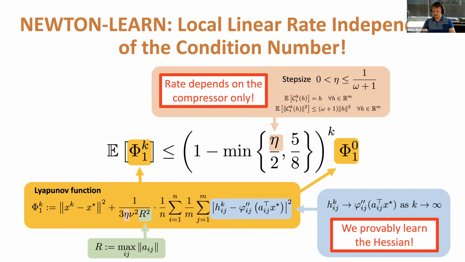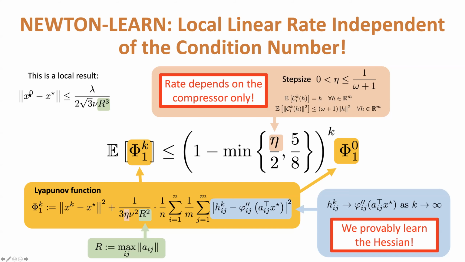All right, so I'm happy to return to it if anybody wants to ask, but again, I will repeat that the rate of decrease is independent of the problem completely. It only depends on the properties of the compressor. This is a local rate, so you have to be close enough to the solution. This is a shared property with Newton's method, so that's another problem. We do have a globalization strategy, which I don't have time to talk about and I didn't plan to talk about. And what we learn is the Hessian at the optimum, so we have a Lyapunov function that decreases.